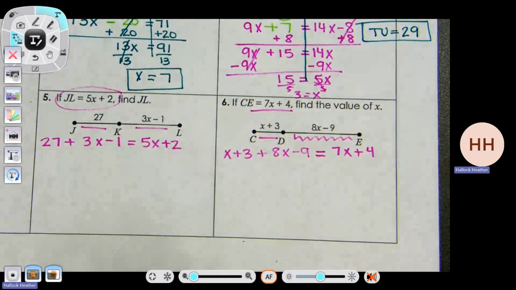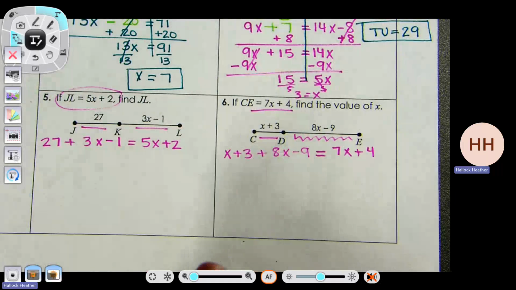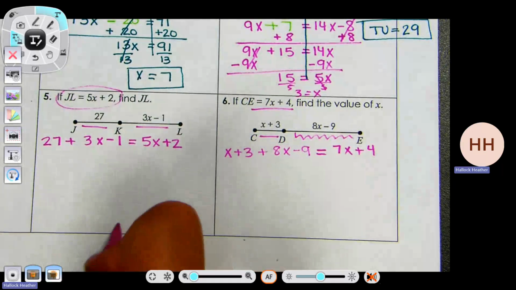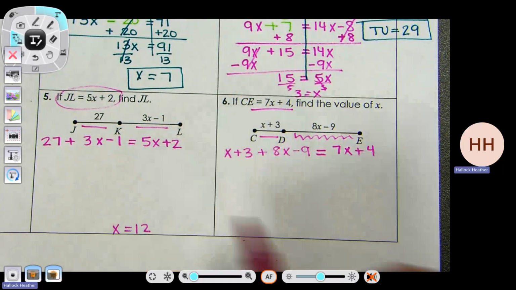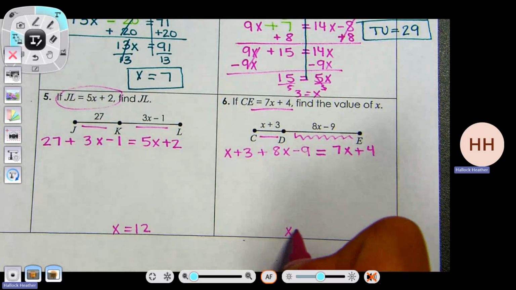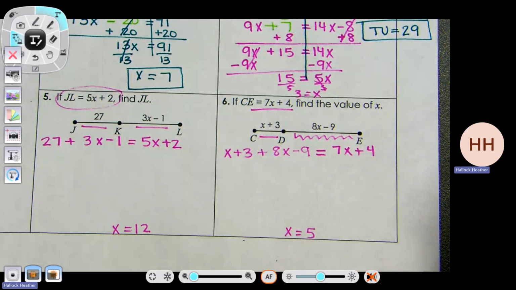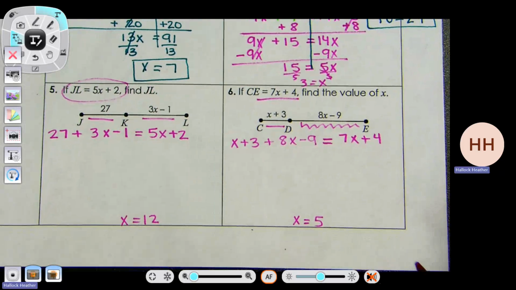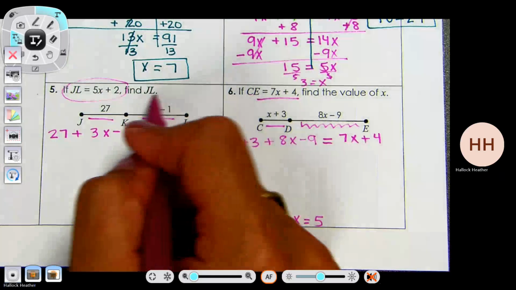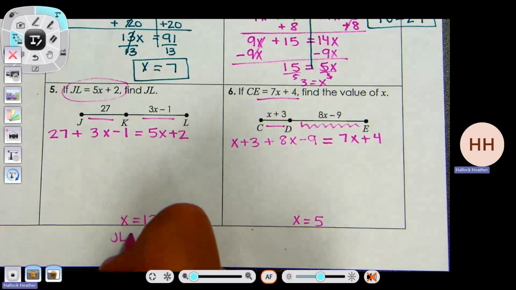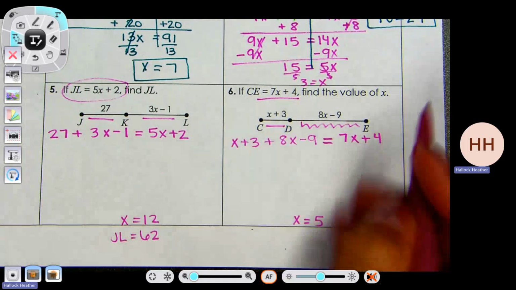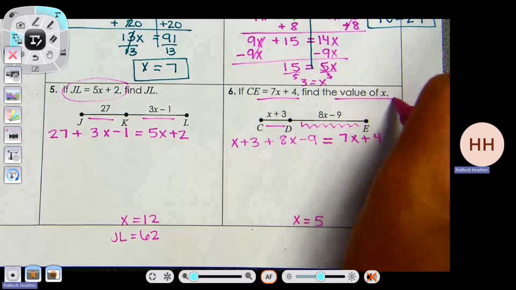So you should pause the video and try these. If you do this correctly, you should get x equals 12. And over here, you should get x equals 5. And then when you plug it back in, JL should make 62. And this one just says find the value of x, so you don't have to plug it in.